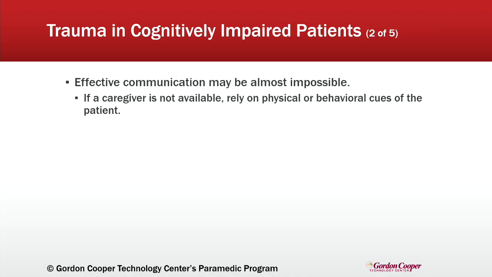Effective communication with a traumatized, cognitively impaired patient may be nearly impossible. The patient may be unable to provide a thorough or meaningful medical history, and if a caregiver is not available, we're going to have to rely on the patient's physical and behavioral cues to give us an indication of their medical history. Environmental clues can also help identify the nature of the disability, and examples include group homes, specialized schools, or lettering on vehicles may be an indication that you're dealing with a patient that has a cognitive impairment and perhaps some other special needs.